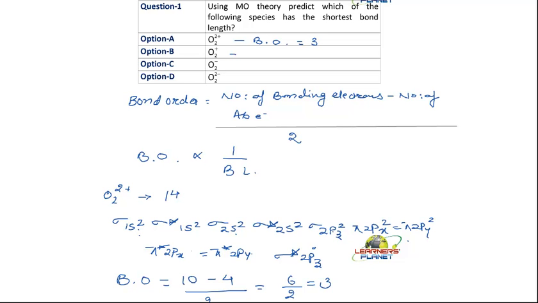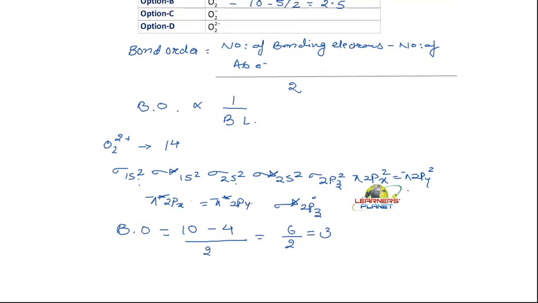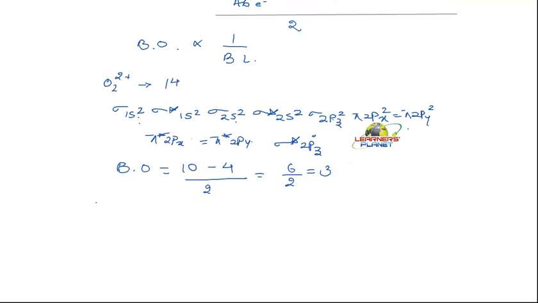Now here what will be the thing? It would be 15 electrons, right? So the number of bonding electrons is 10. The number of anti-bonding electrons would be 5, divided by 2. It is 2.5, right? Now O2 minus. O2 minus, what will be the thing? Let's work it out for O2 minus again. O2 minus, so there will be 17 electrons.